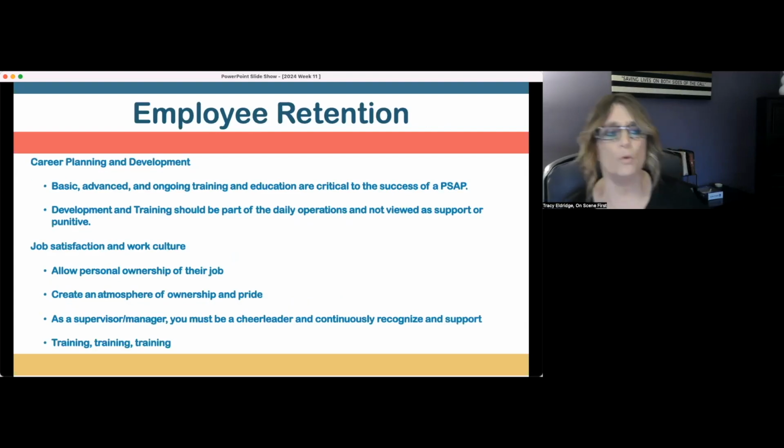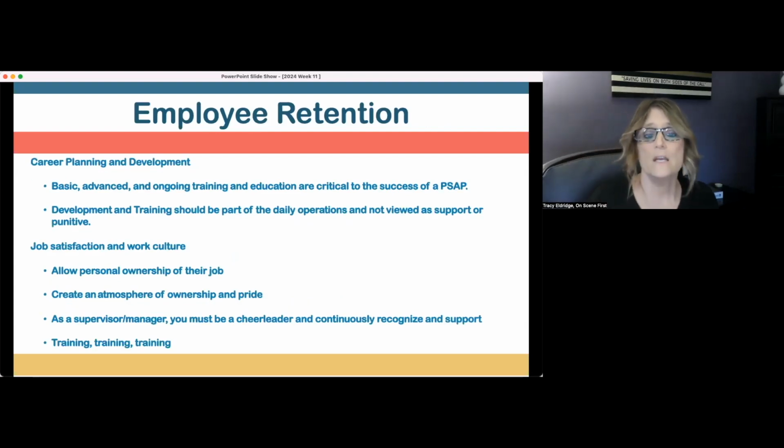As far as employee retention goes, career planning and development is part of our retention. In other words, investing in the people. Basic, advanced, and ongoing training and education are critical to the success of the PSAP as well as employee retention. Development and training should be part of the daily operations and as supportive, not punitive. Job satisfaction and work culture should be taken into consideration.